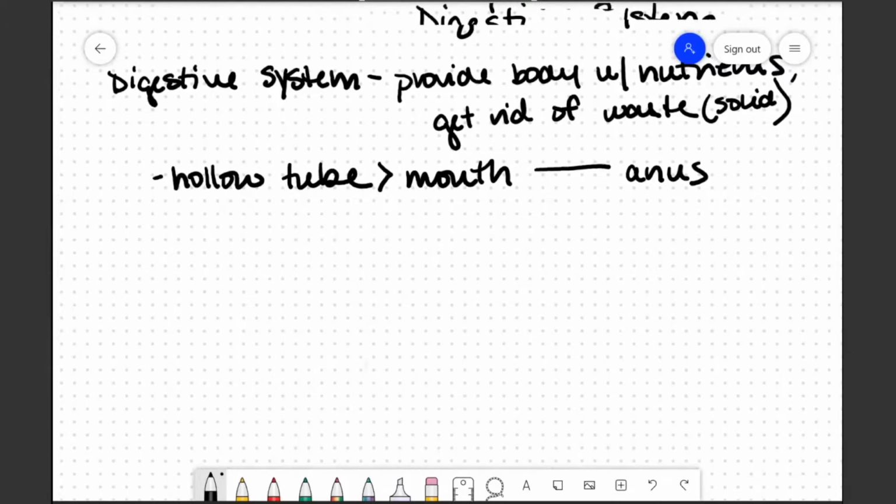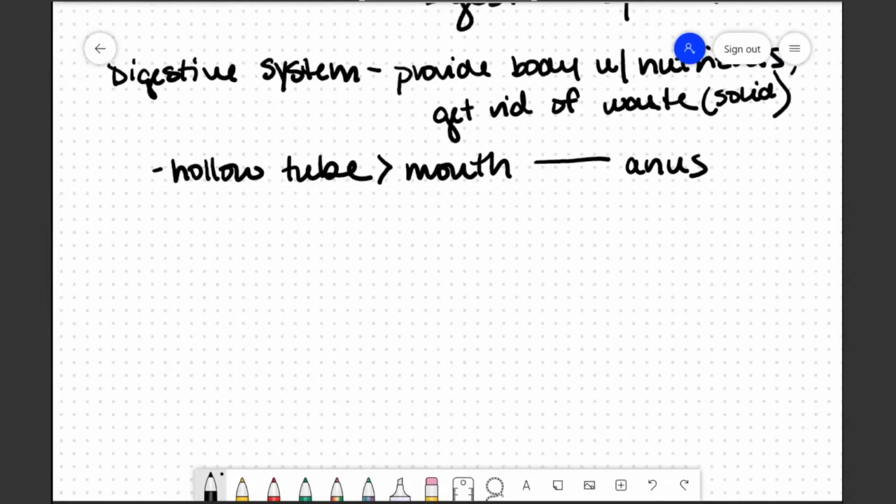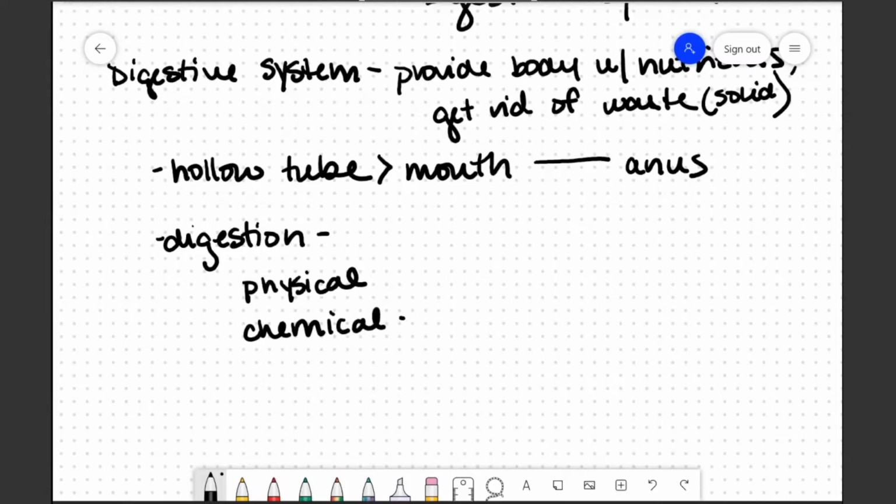With the digestive system, what we're going to mainly focus on today is the anatomy. So that's going to be more of the physical digestive system. But when we're talking about digestion, so the action, not the actual system name, there are two types of digestion: physical digestion and chemical digestion. So what is digestion? Digestion itself is breaking down food into smaller particles.